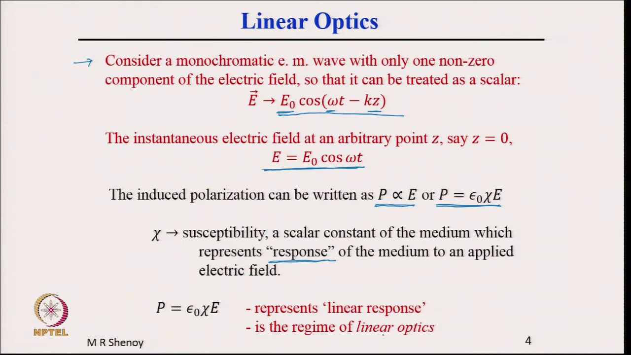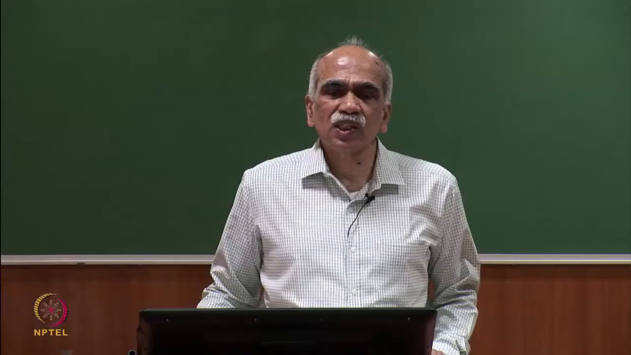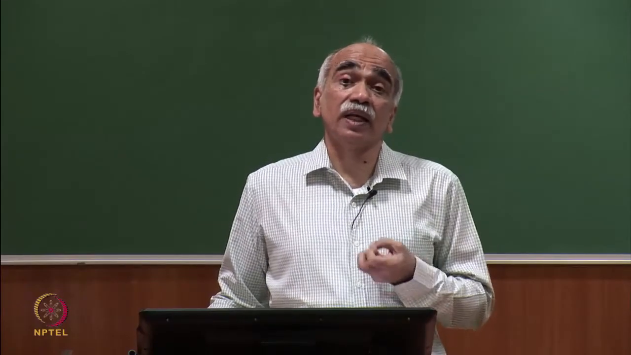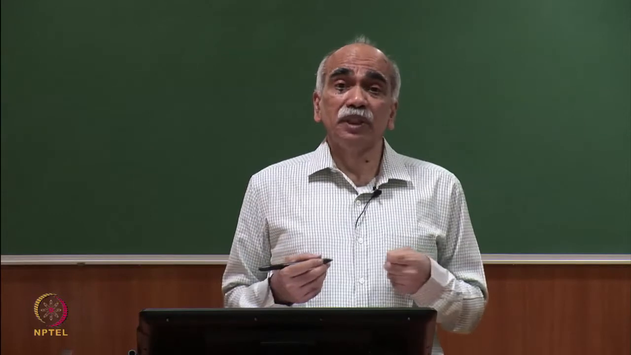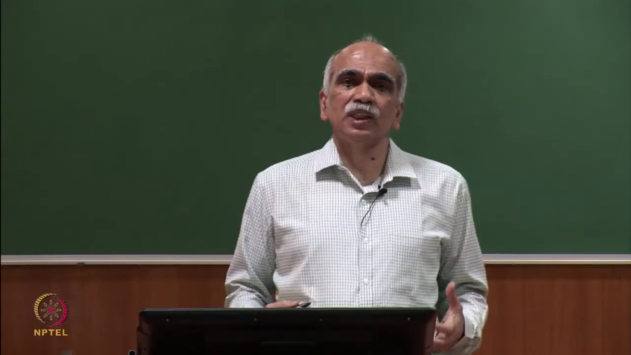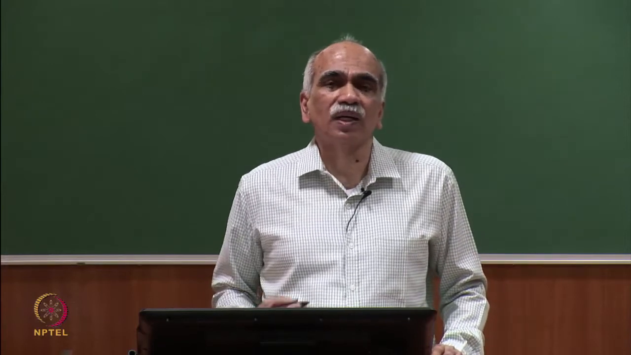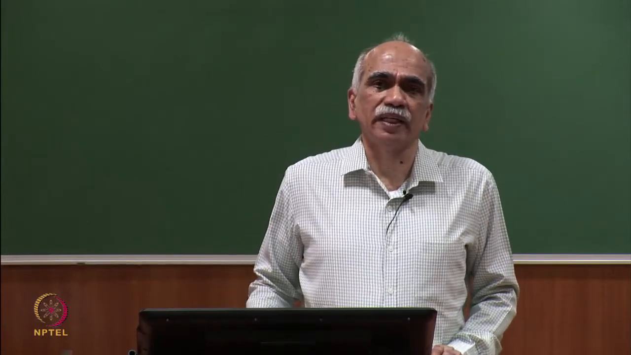In other words, in linear optics, the normal optics, the induced polarization is related to the applied electric field, or electric field of the light, by this linear relation P is equal to epsilon 0 chi into E. This is actually valid only when the magnitude of the electric field is much smaller compared to the electrostatic field which is present in the medium, that is, between atoms. We will see that they are much stronger than the normal electric fields associated with light.